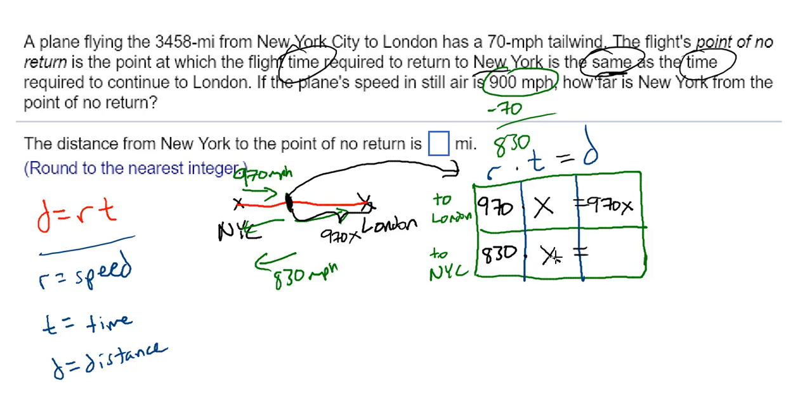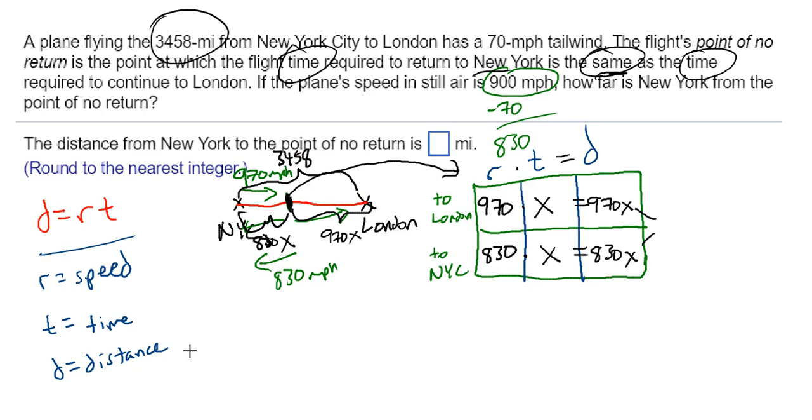The bottom row, if I multiply these together, R times T, the formula tells me that's equal to your distance, so we'll write that in the box for distance. That represents the distance if we wanted to head back to New York. So if we decided to turn around, what would that distance be? That's what that expression represents. And what we know about these distances, if you look at this diagram here, this part of the trip would be 830x. That's the distance for that part of the trip. The distance for this part of the trip would be 970x. And we know the total distance between the 2 cities is 3,458.